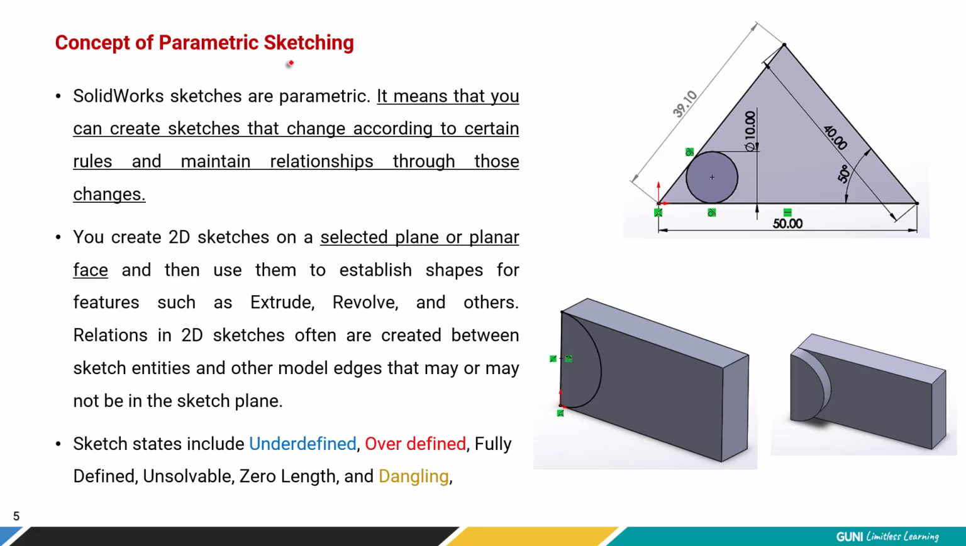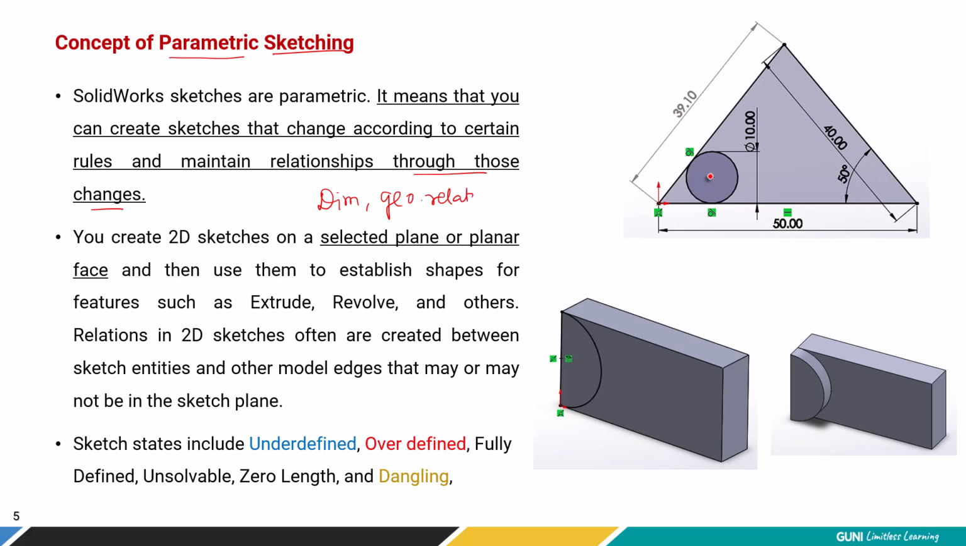In SolidWorks, sketching is by nature parametric. It means that you can create sketches that change according to certain rules and maintain the relationship through those changes. Here, those relations are dimensions and geometric relationships.